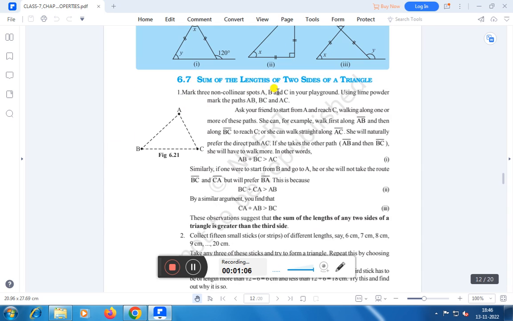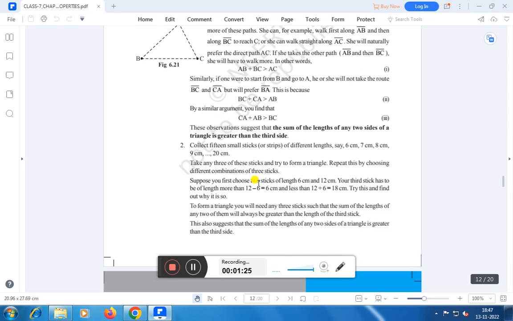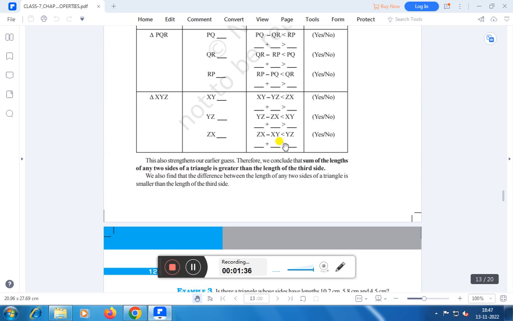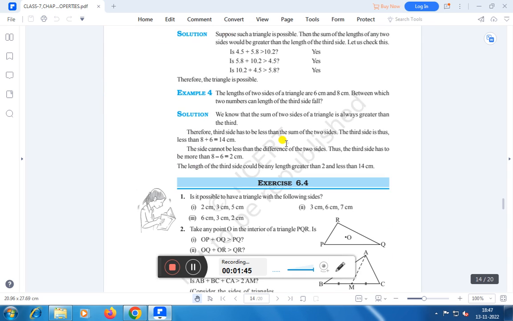Now, the sum of the lengths of two sides of a triangle. Here you see the observation that the sum of the lengths of any two sides of a triangle is greater than the third side. That is, CA plus AB is greater than BC, right? You have to remember this: the sum of the lengths of any two sides of a triangle is greater than the length of the third side, right?